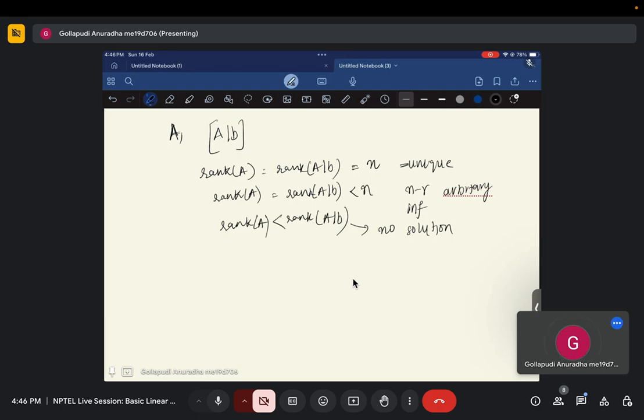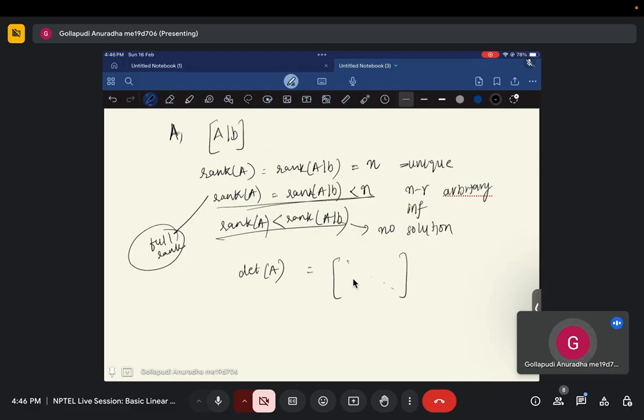So what this means is that it is not a full rank. If it's not full rank, then you cannot find it. You will get the determinant as 0, because if it is full rank and you try to convert it into reduced row echelon form, you will have an identity matrix. But if this is not full rank, then you'll have some zeros when you do the reduced echelon form.